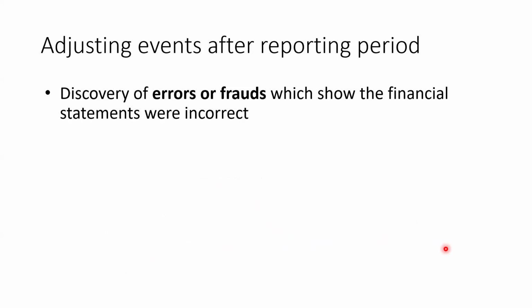Discovery of errors or frauds which show the financial statements were incorrect. This is an adjusting event. Anytime you see a question on fraud and error, you are supposed to adjust the financial statements.